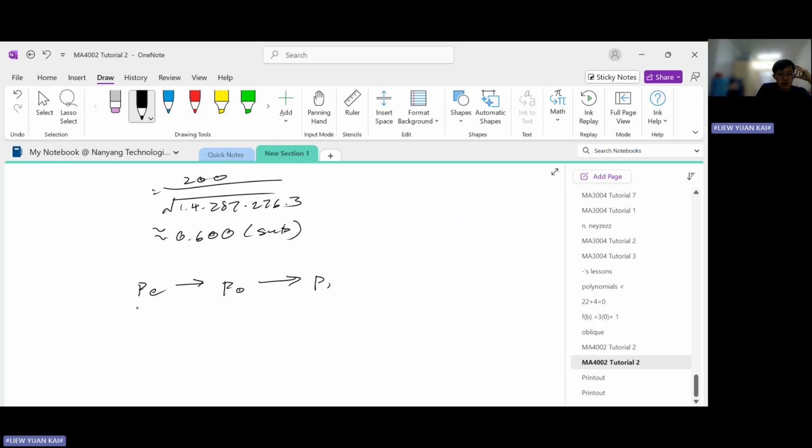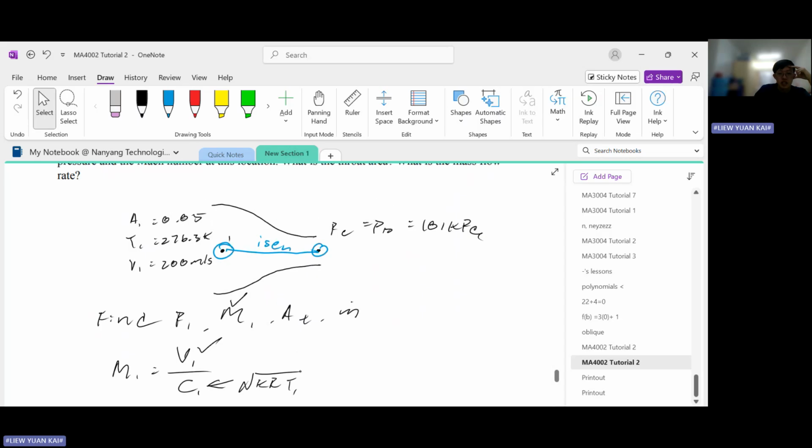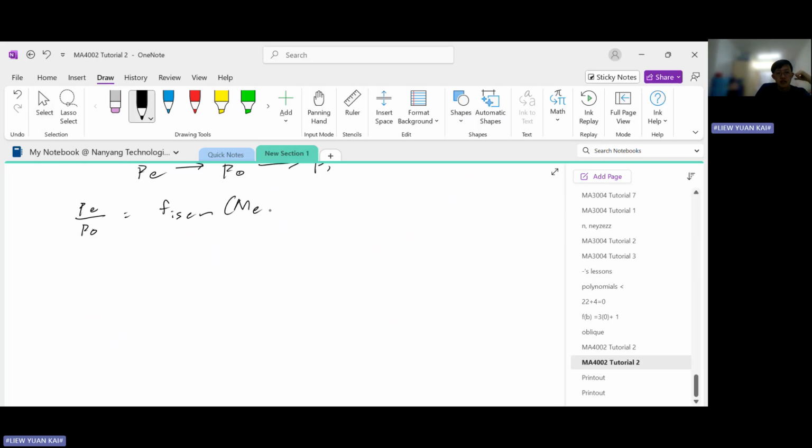So let us apply the pressure ratio to the exit point first. PE divided by P naught. This pressure ratio is a function of the Mach number at the exit. Now, what is the Mach number at the exit? Because they say this is choked, right? Choked means that the Mach number at the exit must necessarily be equal to 1. Choked means it is a critical state. So this is 1.